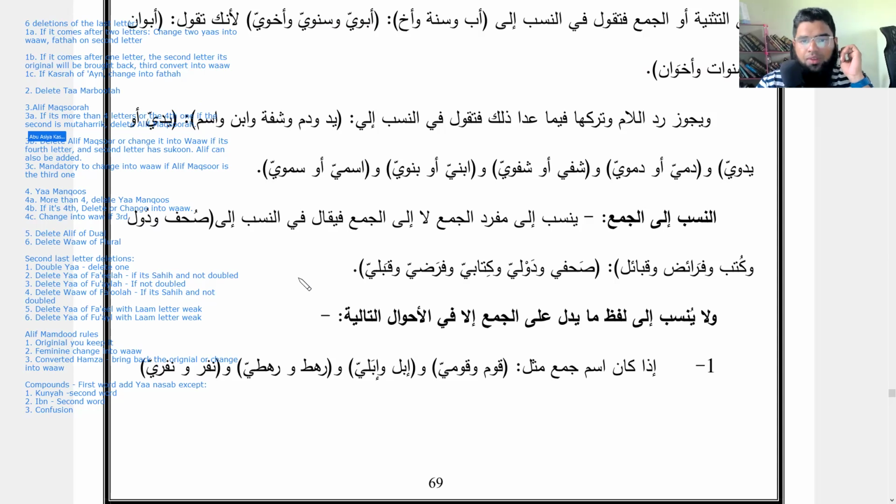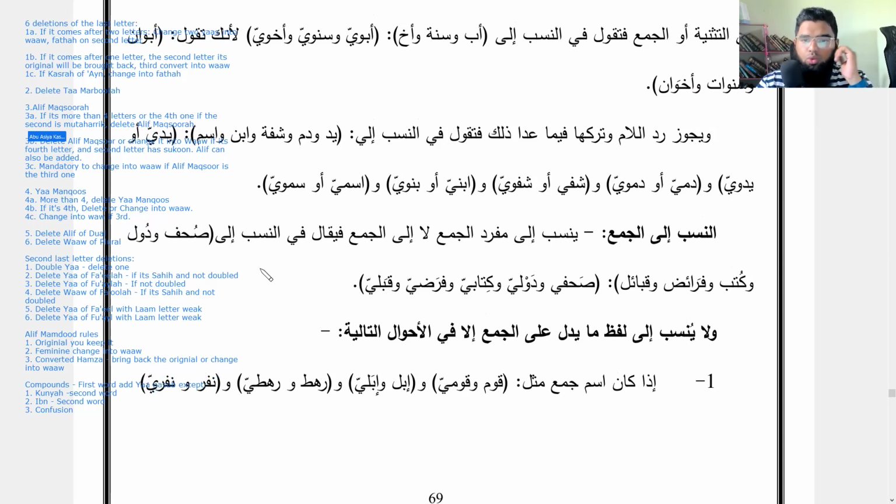النسب إلى الجمع ينسب إلى المفرد الجمع لا إلى الجمع فيقال في النسب الصحف دول, countries, كتب, books, فرائض, قبائل. You'll go back to the singular. So sahafi, you'll go to sahifa, and then the rule applies of fa'ila. You'll drop the ya. So sahafi, dawli, dawlatun. You'll drop the Taa Marbootah.